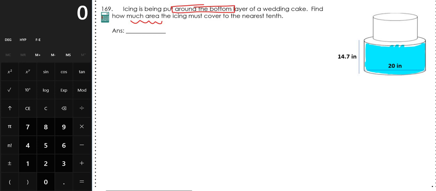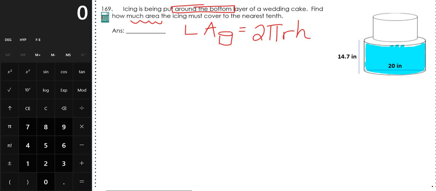That blue section that goes around the bottom of the cake is known as the lateral area. So they're asking you for the lateral area of the bottom of the cake. The bottom of the cake is a cylinder. So what you're doing is finding the lateral area of a cylinder. Now, the formula for lateral area of a cylinder is 2 pi r h. So your circumference times h.